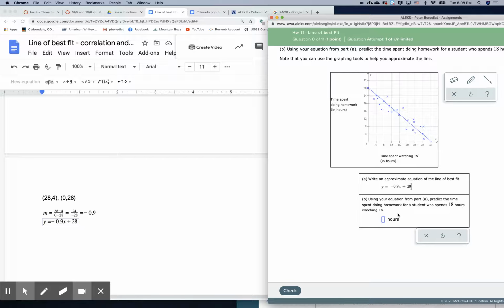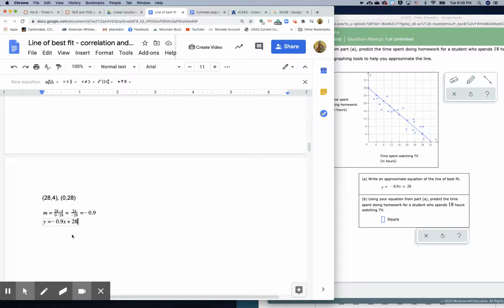Now, at this point, we've created this equation here, and then we're going to use our equation in part A to predict the time spent doing homework for a student who spends 18 hours watching TV. So 18 hours watching TV, that matches up with the units of our x. So we're just going to plug that in for x. We'll copy our equation again, and we're going to plug in 18. Now, ideally, this would be in function notation, but they didn't ask for that.